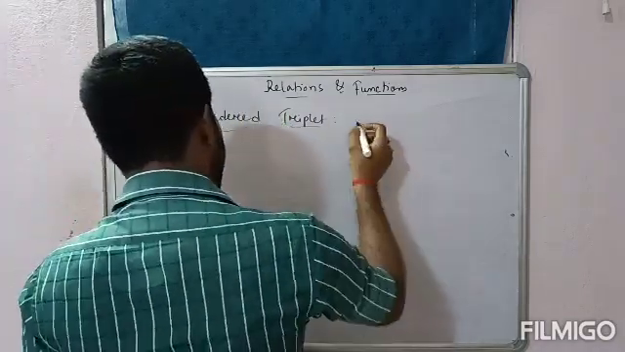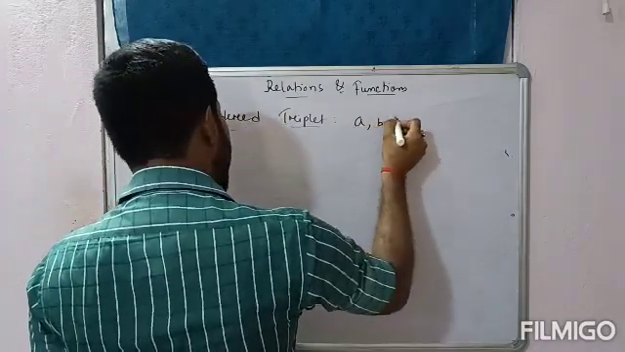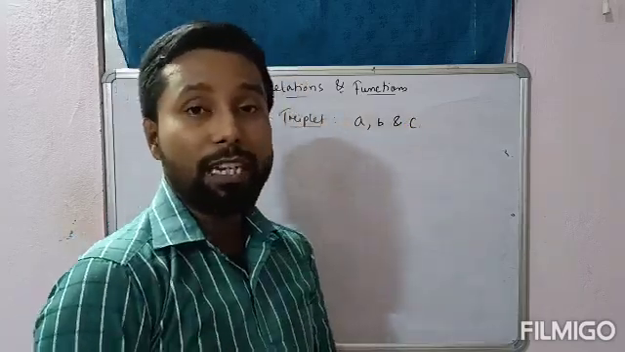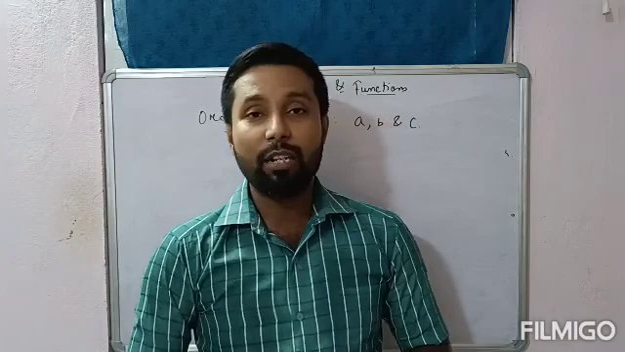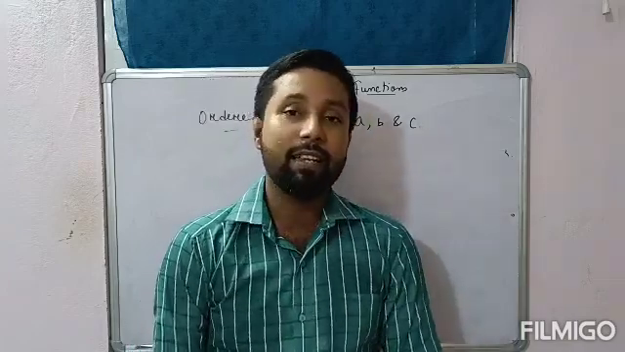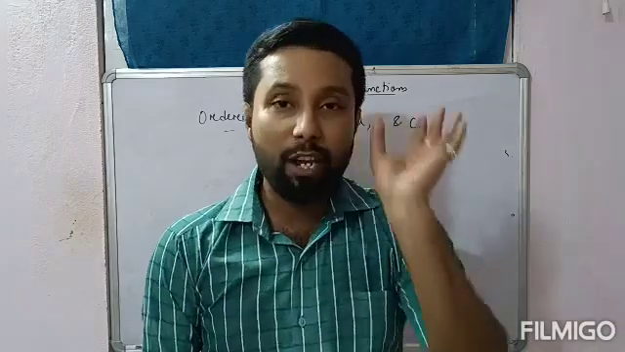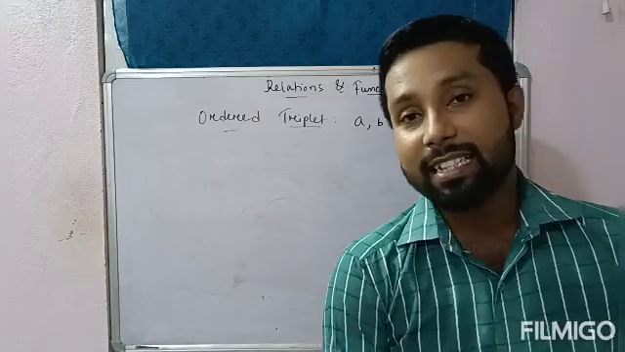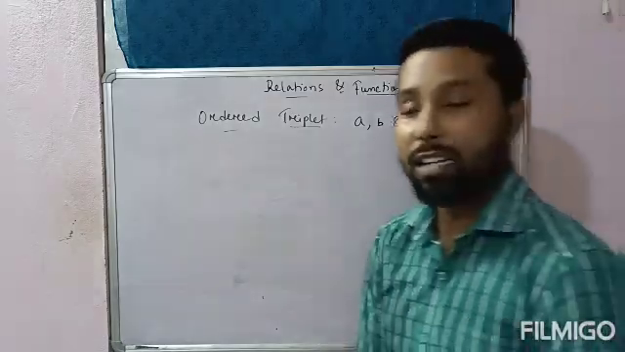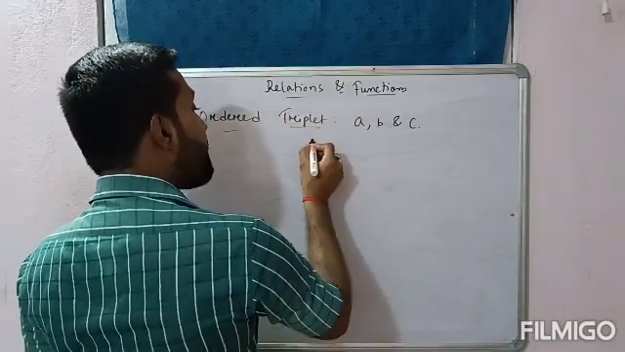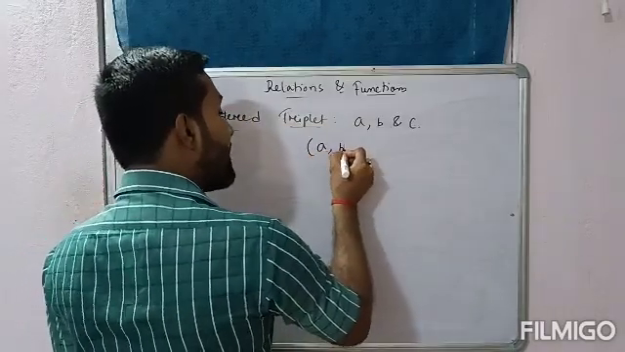So suppose there are 3 elements a, b and c. Small letters a, b, c. Elements are denoted by small letters, whereas a set is denoted by a capital letter, right? So the 3 elements a, b and c are listed in a specific order and enclosed within a bracket to form an ordered triplet.